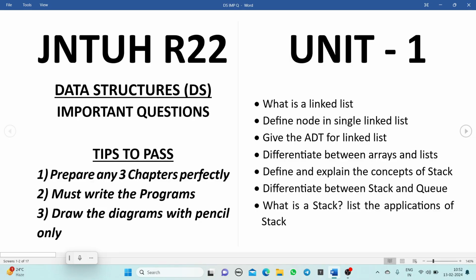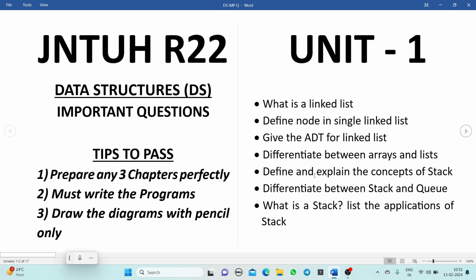Some questions are: What is a linked list? Define node in single linked list. Give advantages of linked list. Differentiate between arrays and list. Define and explain the concept of stack, and differentiate between stack and queue. What is a stack? List the applications of the stack. This is one of the important ones.